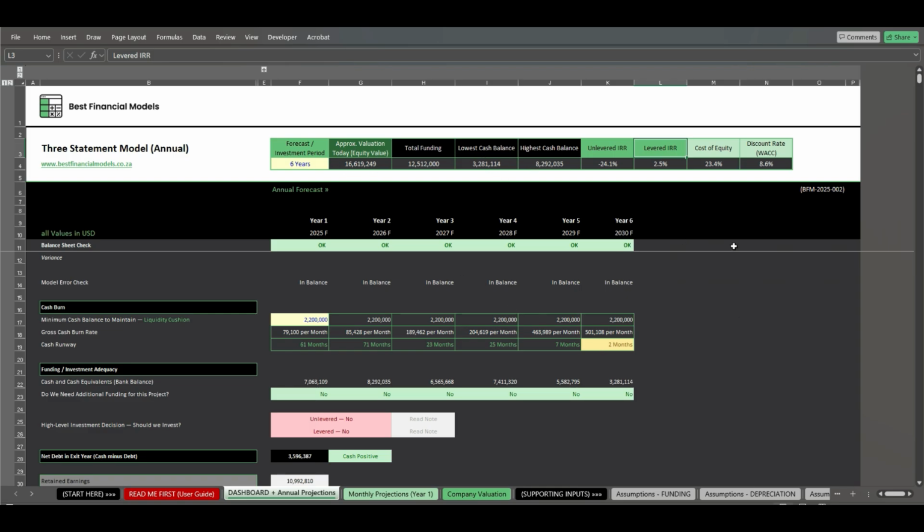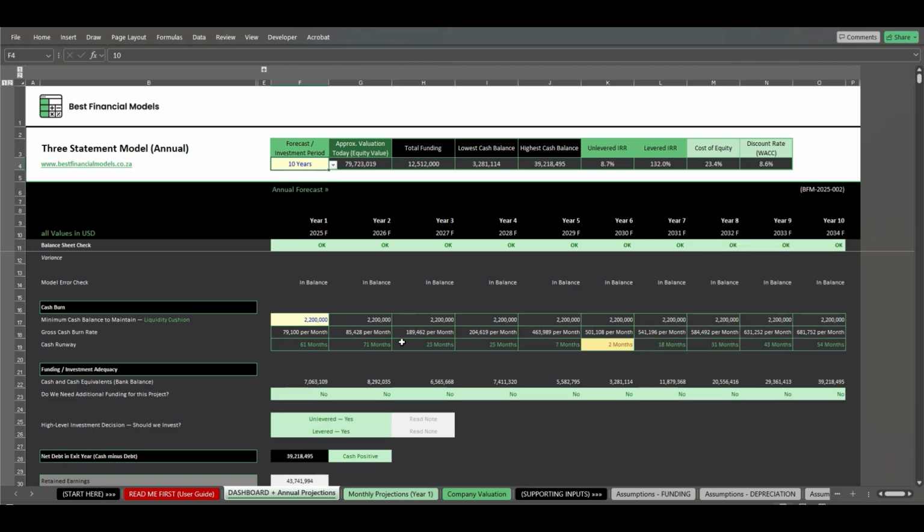Also, the years that are not applicable, year 7, 8, 9, and 10, have been removed and the model cleaned up for you, so that it is extremely well presented and also much more readable. So if we move back to year 10, you'll see everything updates there for you.